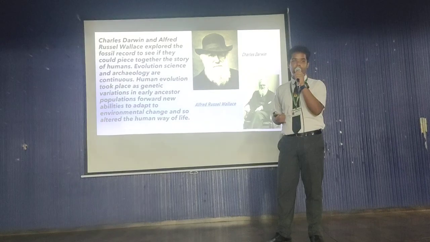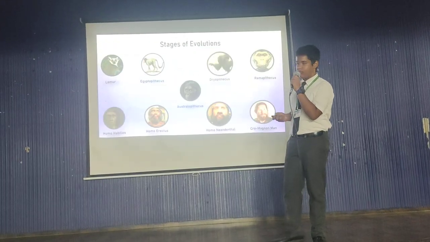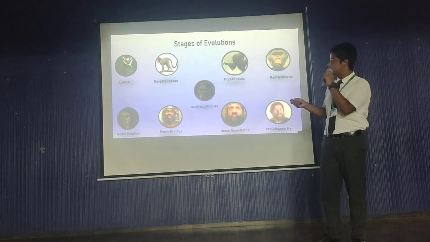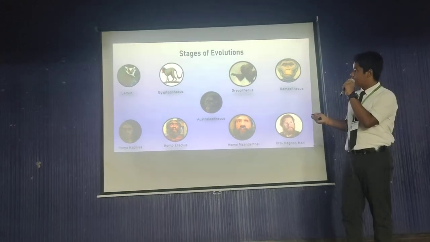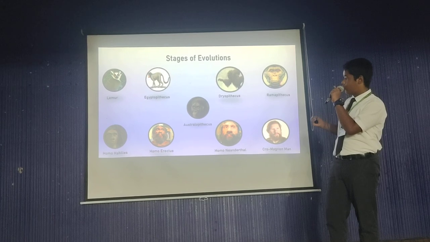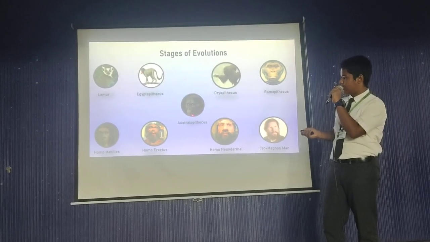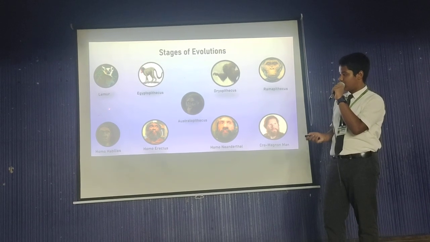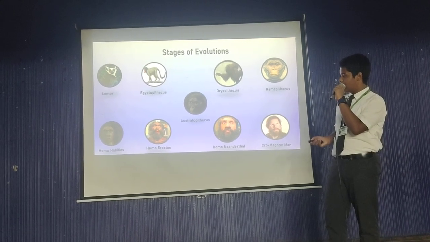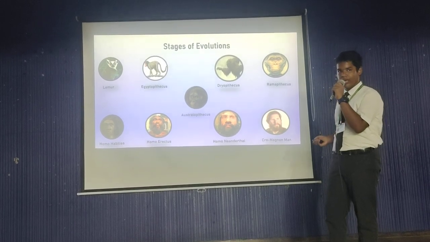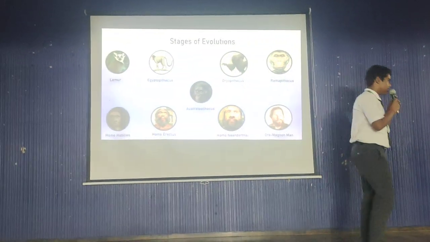Moving on to the stages of evolution, the first stage is lemurs, the second stage is Aegyptopithecus, the third is Dryopithecus, the fourth is Ramapithecus, the fifth is Australopithecus, the seventh is Homo erectus, the eighth is Homo erectus, the ninth is Homo neanderthalensis, and the tenth is Cro-Magnon man. Now I would like to give this mic to Manas.